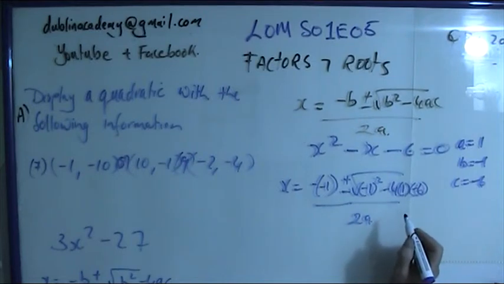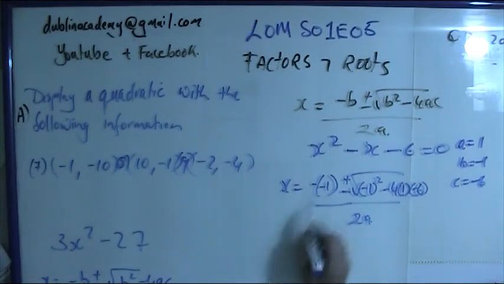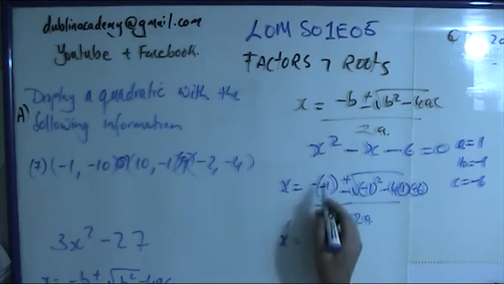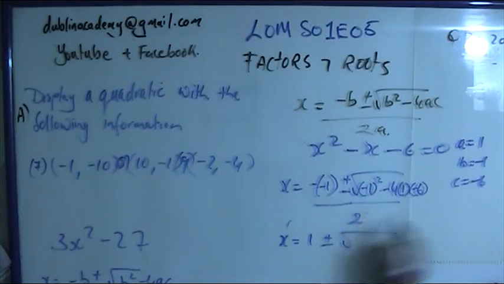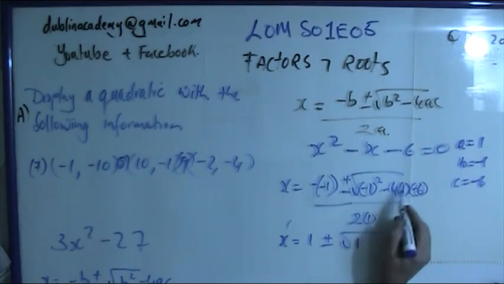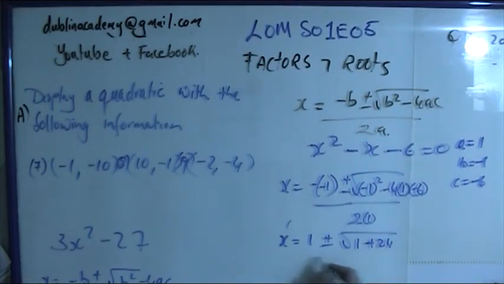X equals minus B plus or minus the square root of B squared, all over 2A. So we just continue on and see what we get with this equation. Minus by minus is 1, so x is equal to 1 plus or minus the square root of, B squared, minus 1 squared, is minus by minus, which is 1. Minus 4 times 1 is minus 4. Minus 4 times minus 6 is plus 24. All over 2 times 1, which is 2.